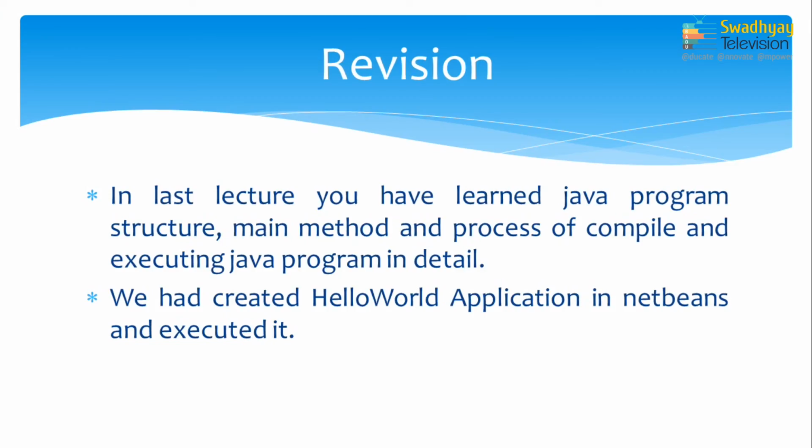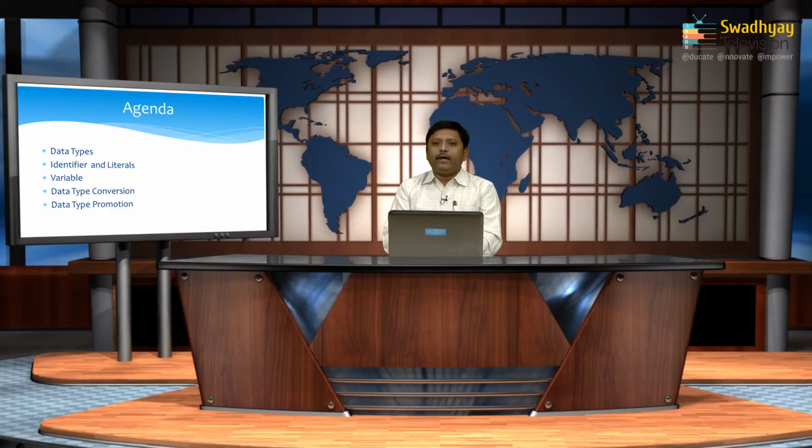Before we start, let us recall what we have learned in last session. In last session, we have learned Java program structure, main method and process of compile and executing Java program in detail. We have created Hello World application in NetBeans and we executed that Hello World application. In today's session, we will learn identifier and literal, data types, data type conversion and data type promotion.